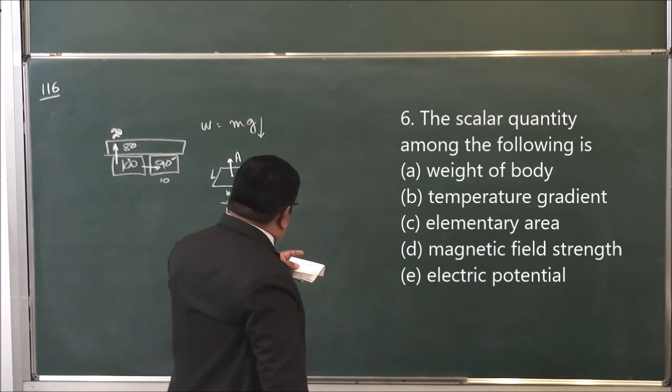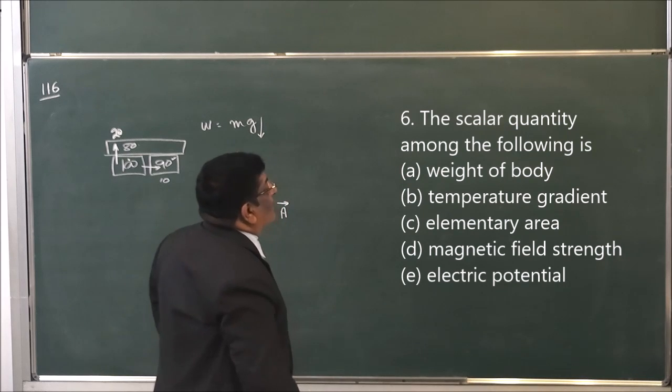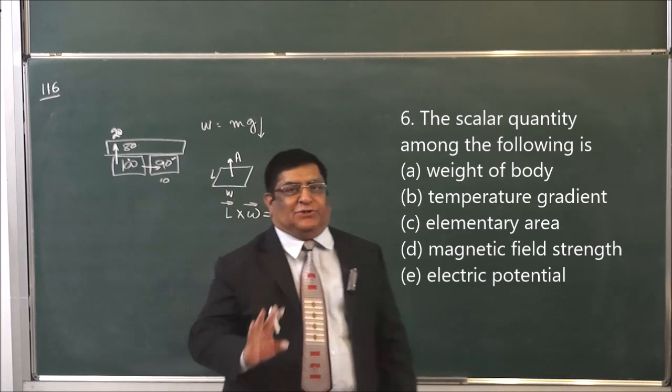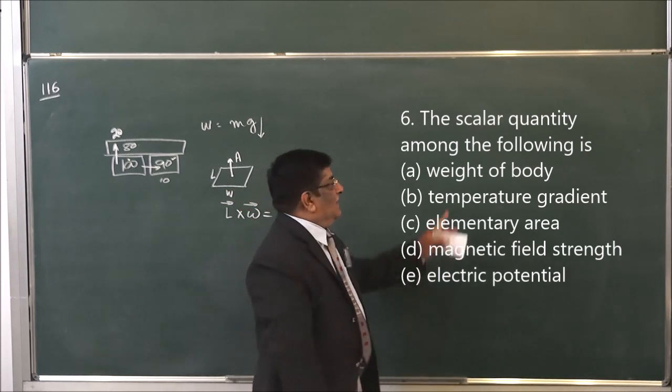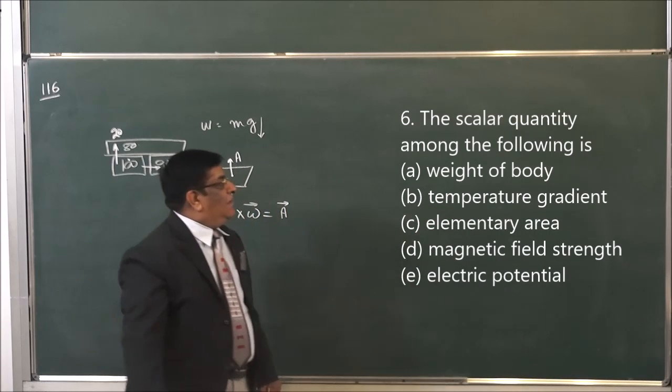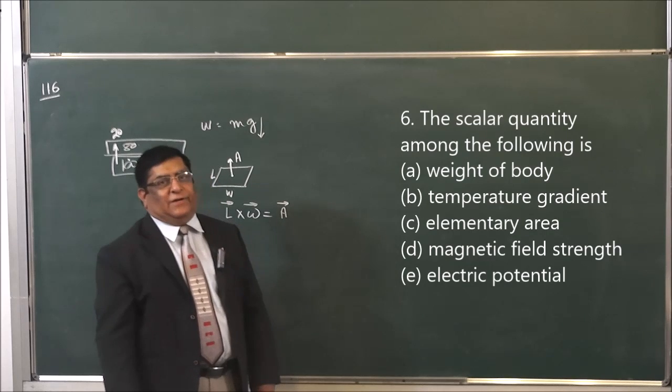Then next thing given is magnetic field strength. Any field has got a direction, whether it is magnetic field or electric field. So here magnetic field strength is a vector quantity, it is not a scalar quantity.